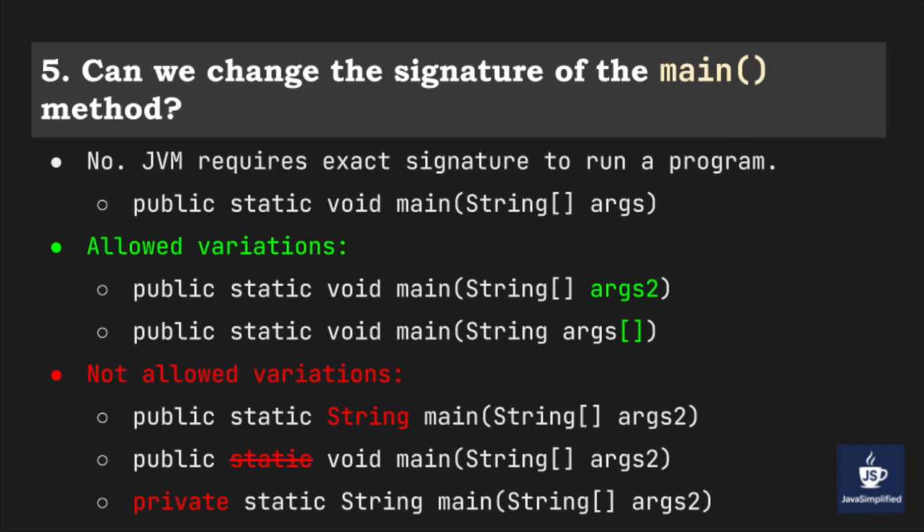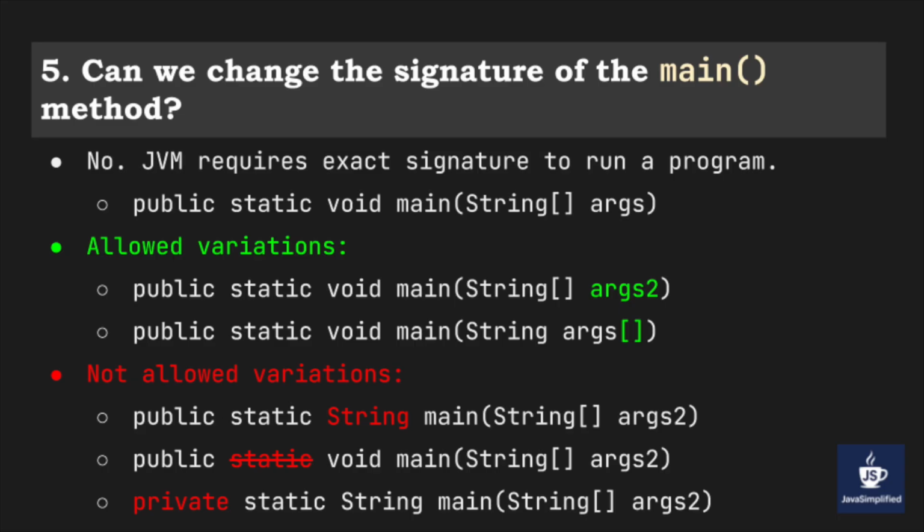Our next important question is, can we change the signature of the main method? The answer is no. JVM requires the exact method signature to start execution, but there are some allowed variations. You can change the parameter name, like you can rename args into any word. Also, you can change String[] args into String args[]. In Java, both declarations are the same.